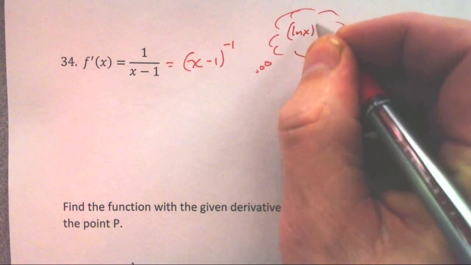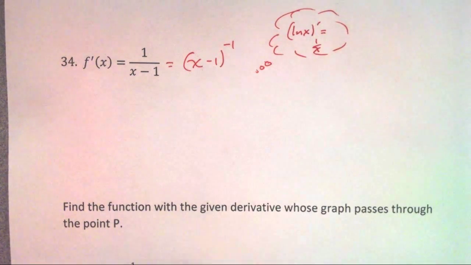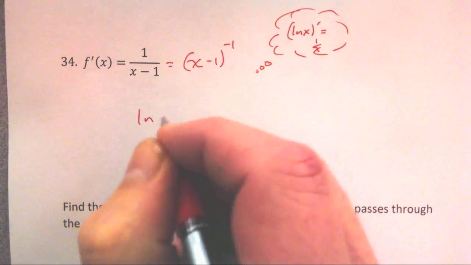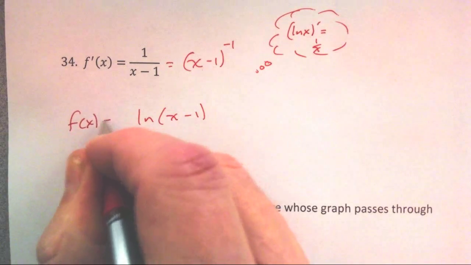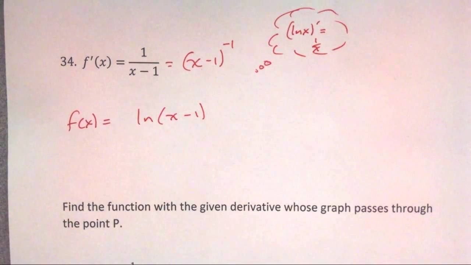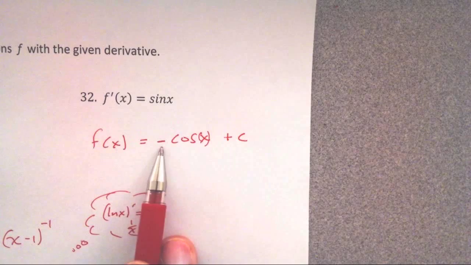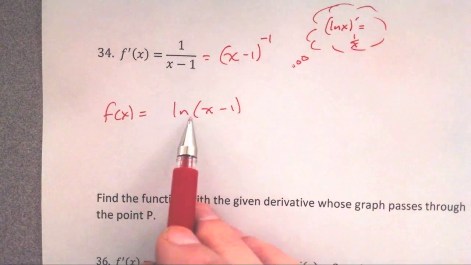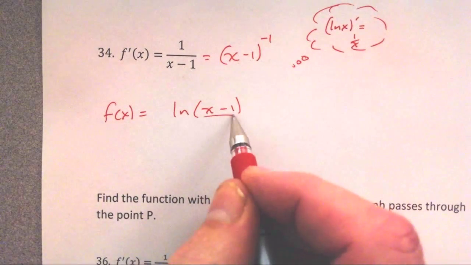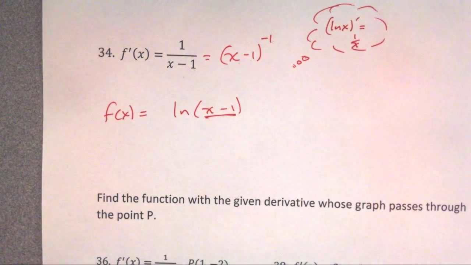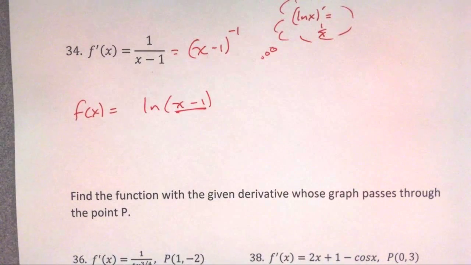ln x's derivative is 1 on x. So I could try this, ln x minus 1's derivative. And I'm going to leave room in case I need to adjust like I did on a previous problem. Like this one I had to adjust with a negative 1. But the derivative of ln x minus 1 is 1 on x minus 1 times the derivative of this, but the derivative of this is just 1. So that actually just does it for us. So that is an example of finding antiderivative or doing antidifferentiation without having any real rules to do it.